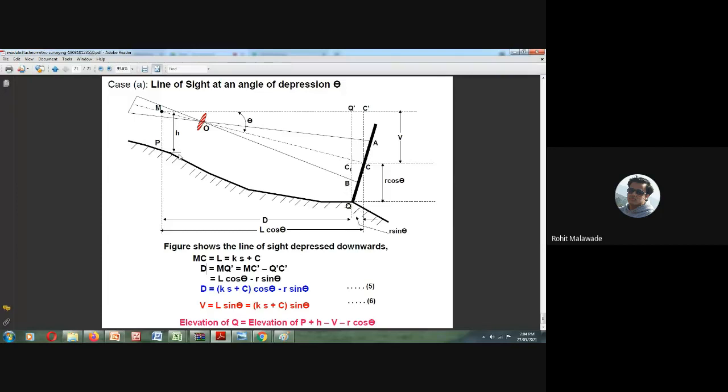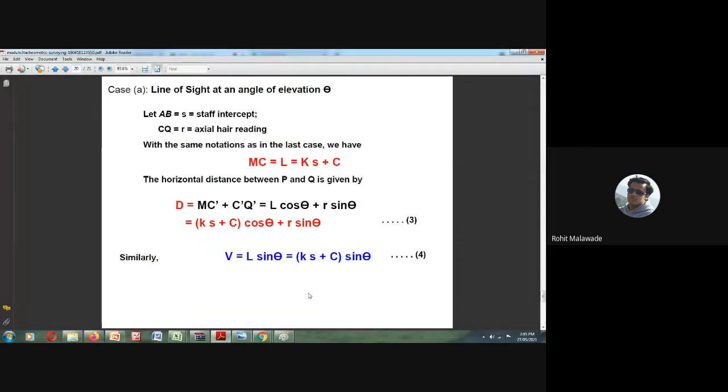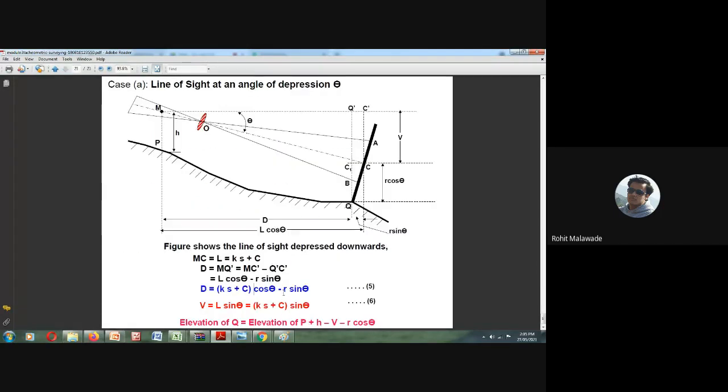The horizontal distance is nothing but the distance from M to the base. So it will become equal to MC dash minus C dash Q dash. Our formula will become L cos theta minus R sin theta. We already know L is equal to Ks plus C, so the equation becomes Ks plus C cos theta minus R sin theta. Earlier it was Ks plus C cos theta plus R sin theta, but here it will become minus.